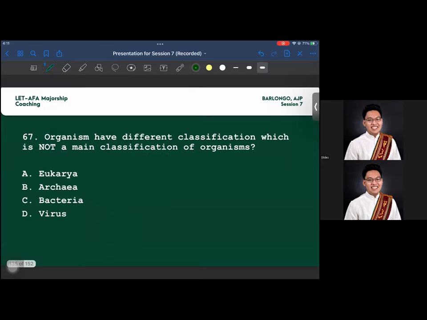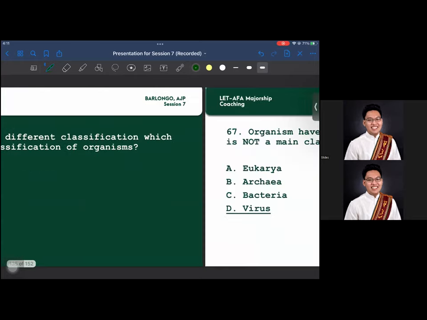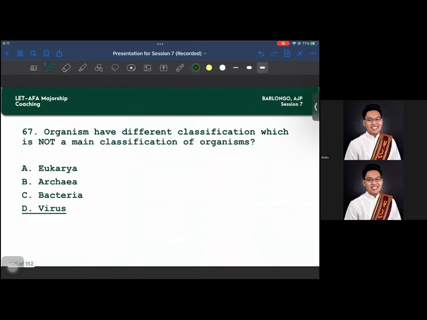Okay, number 67. Organism have different classification, which is not a main classification of organisms? A, eukarya, B, archaea, C, bacteria, or letter D, virus. So the answer for this one is letter D, which is virus. Actually, eukarya, archaea, and bacteria are the three main classifications of organisms.